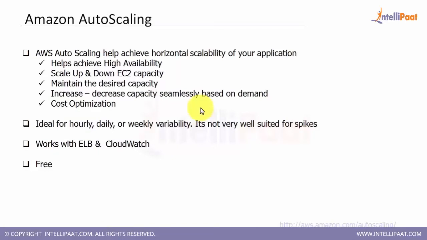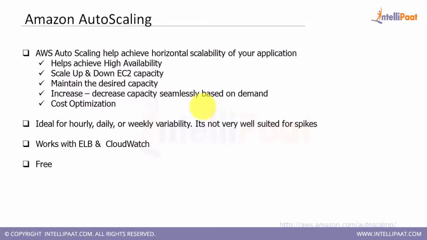Auto scaling helps you achieve horizontal scalability for your applications. It's a perfect case for high availability. It can scale up and scale down EC2 capacity automatically based on the conditions defined. You can manage your desired capacity.